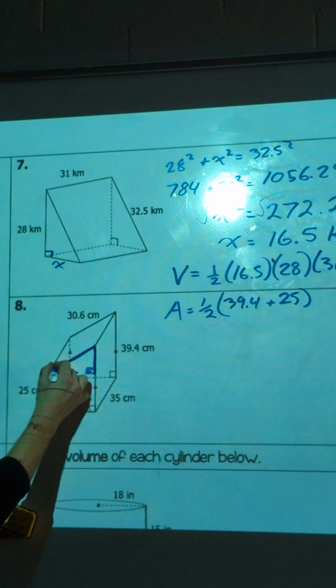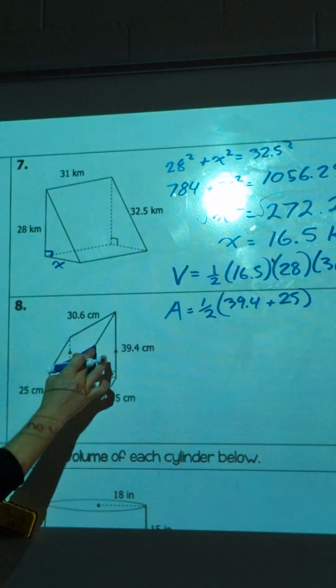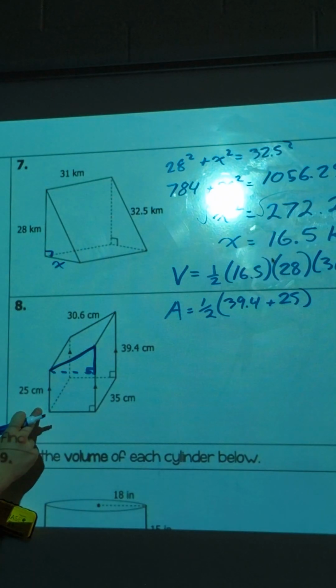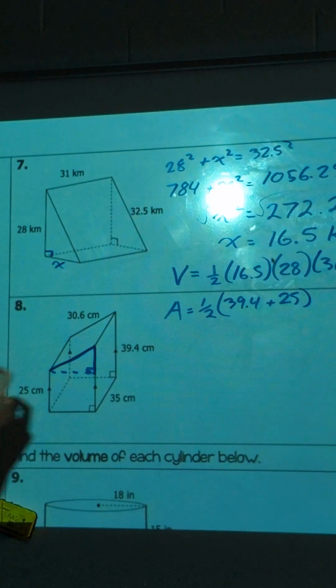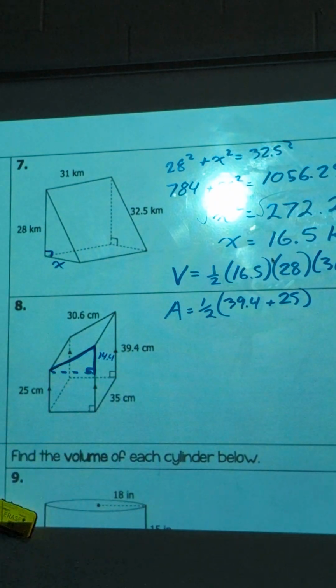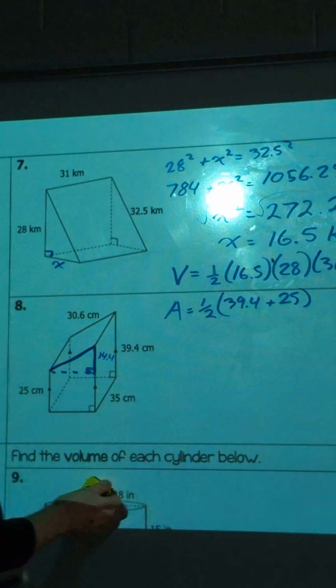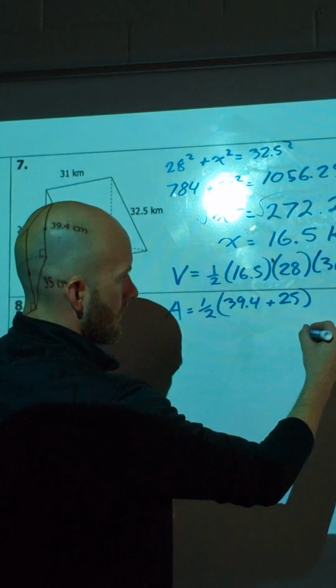14.4. How did you get that? I have to subtract base 1 and base 2. Yep. So Pythagorean theorem, the hypotenuse is 30.6.